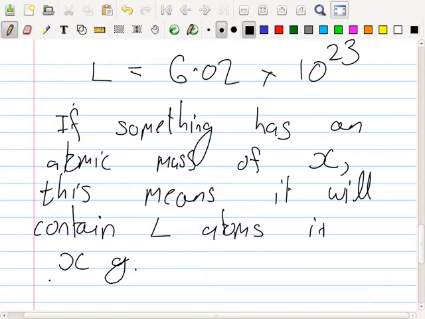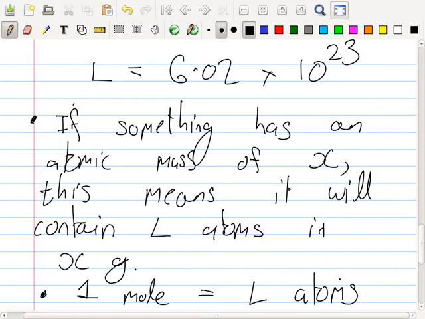But I wanted more like a sentence, a paragraph. And then Albert, you used the word mole. So you could just say 1 mole equals L atoms. Okay, so this is what I mean by definition. Something like this: contains L atoms in X grams.